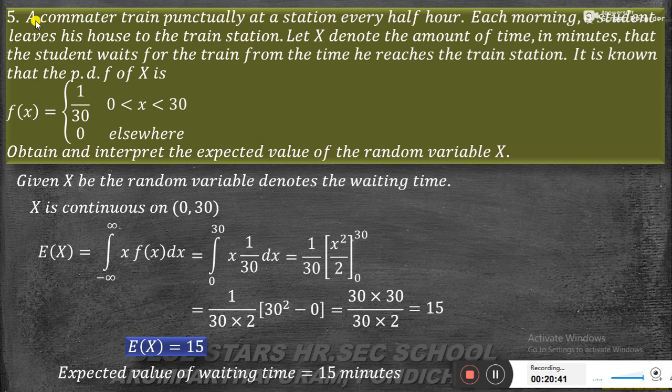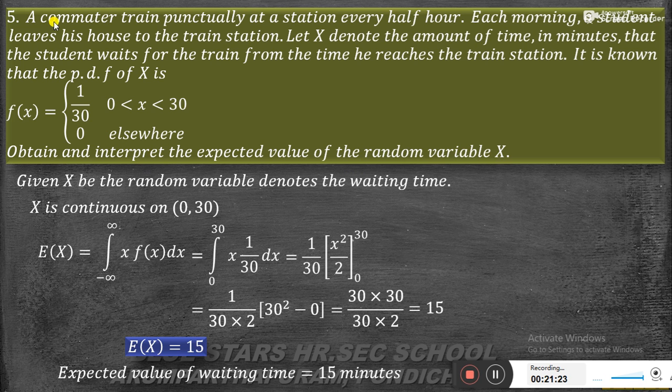So see the fifth problem. Now we discuss the fifth problem. Here, a commuter train arrives punctually at a station every half hour. Each morning a student leaves his house to the train station. Let x denote the amount of time in minutes that the student waits for the train from the time he reaches the train station. It is known that the PDF of x is f of x equal to 1 by 30, the limit is 0 to 30, and 0 elsewhere. Obtain and interpret the expected value of the random variable x.